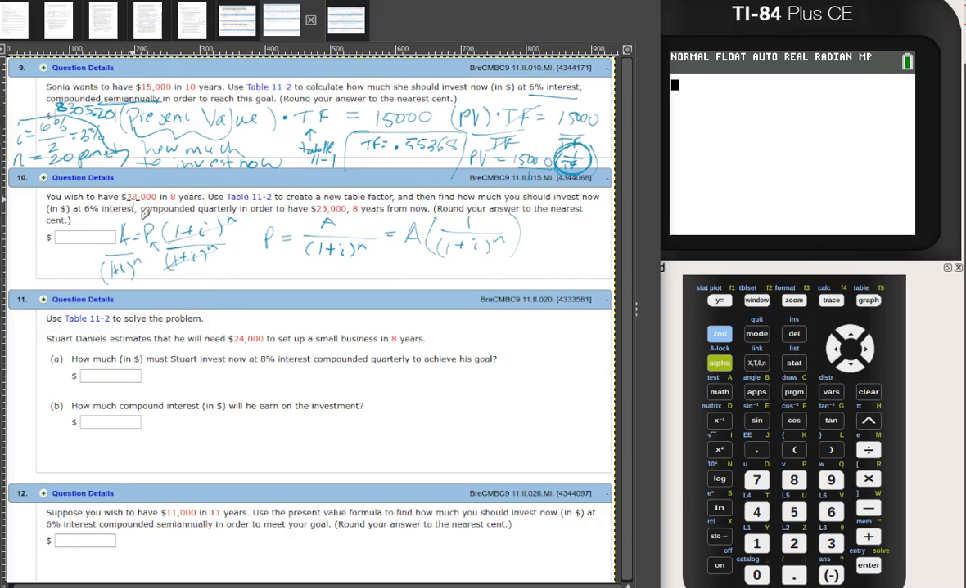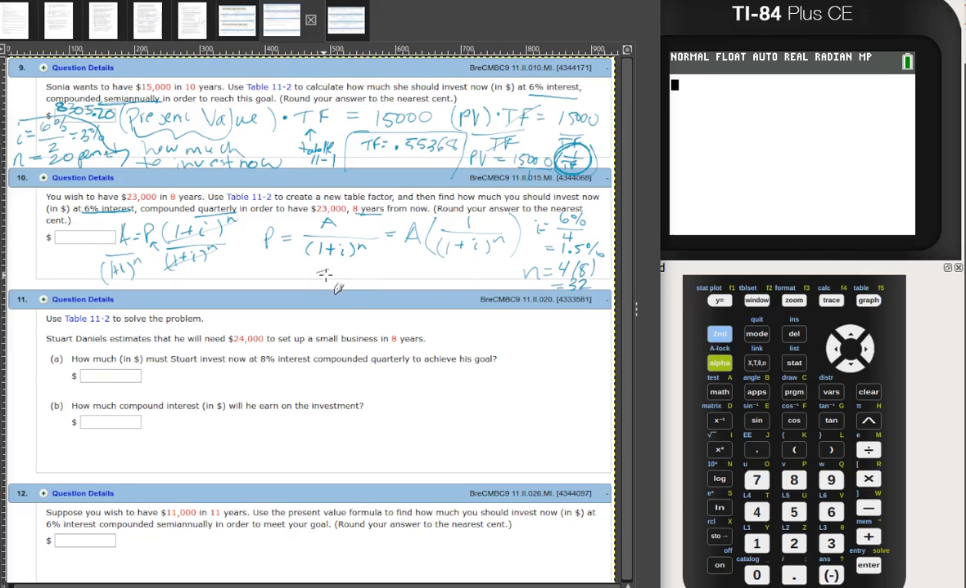So it says here, you wish to have $23,000 in 8 years. We need to invest at 6% again, compounded quarterly this time. So the i value, which is the rate per period, is 6% for the whole year, and quarterly means 4 times per year, so that's 1.5% per period. Then the total number of periods, it's quarterly for 8 years, so 4 times 8 is 32 total periods.